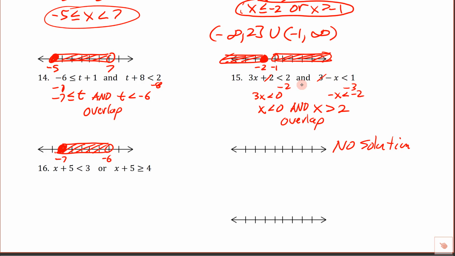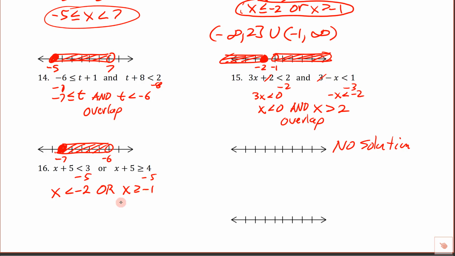Okay, let's take a look at this one right here. This is an or, so any type of shading is going to be okay. If I subtract 5, that's going to give me x is less than -2. I'm going to write a big capital or here. We're going to subtract 5. So that's going to give me x is greater than or equal to -1.